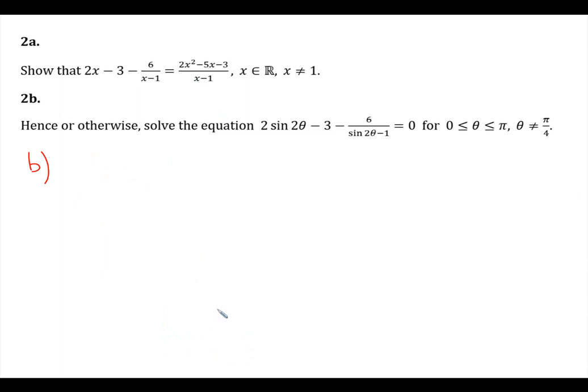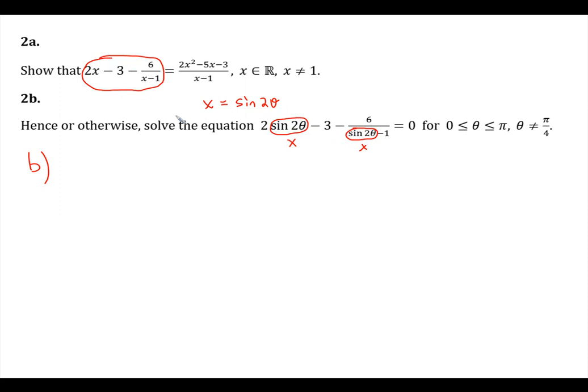All right, so let's take a look at part B now. Part B says hence or otherwise solve the equation 2 sine 2 theta minus 3 minus 6 over sine 2 theta minus 1. What they've done is you have to think of x as equal to sine 2 theta. You notice if you replace this with x, you would get what this is right here.